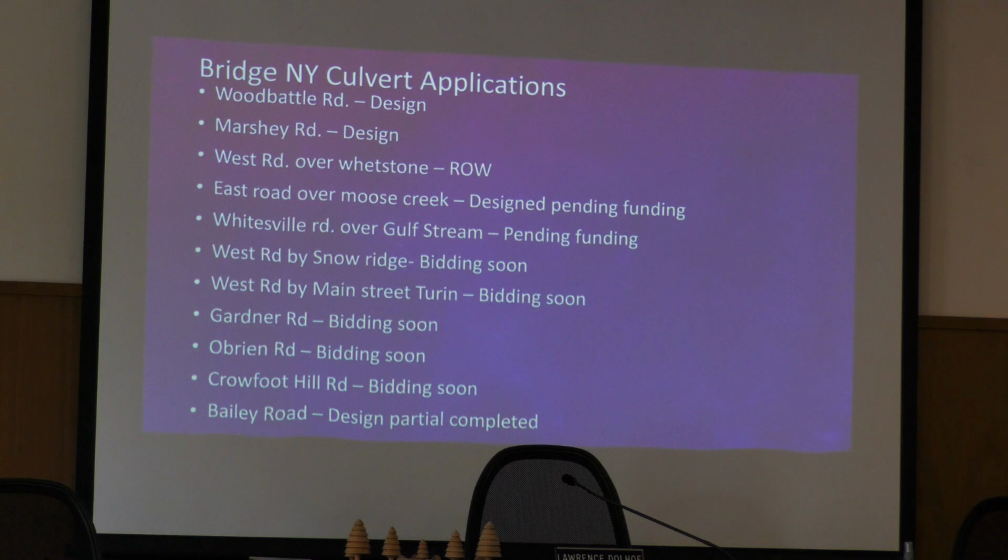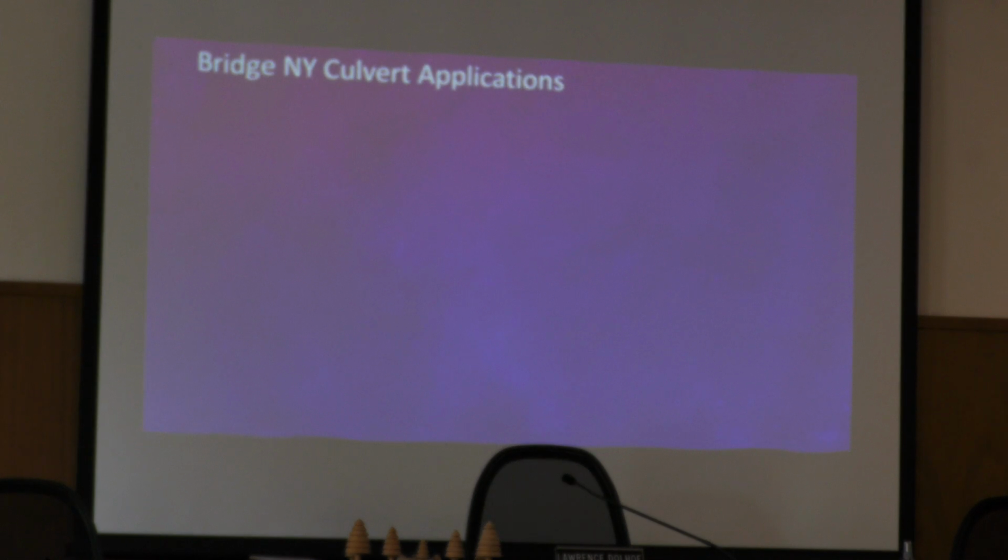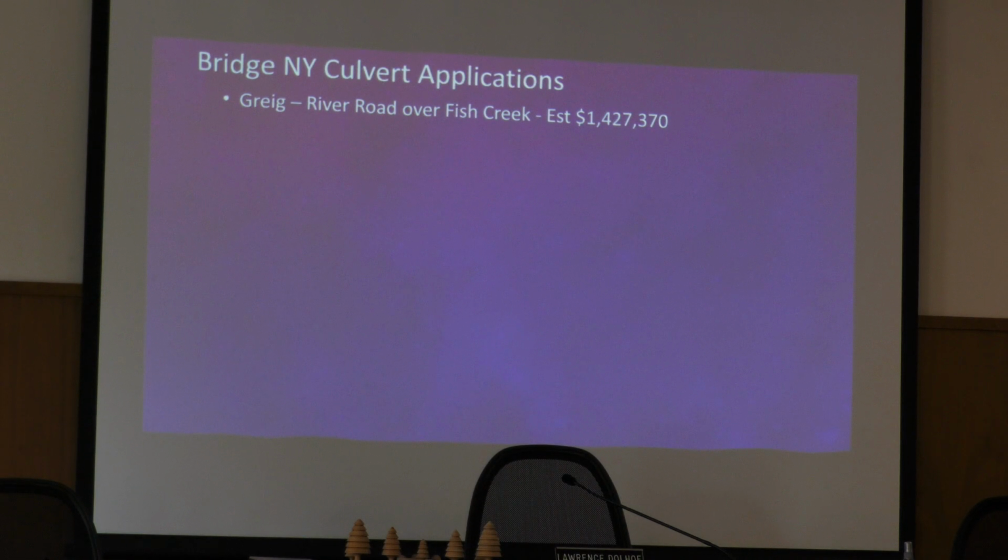It's partially designed right now, and we'll talk about the anxiety that has caused. Gregg Road over Fish Creek. These are applications that were put in this year that I helped the towns do. And I just want to give you an idea of what we're talking about. So on Gregg Road over Fish Creek, it is right now 3 metal culvert pipes side by side. In order to get that replaced, the DEC requires that to be a bridge, and that's going to be $1.4 million.